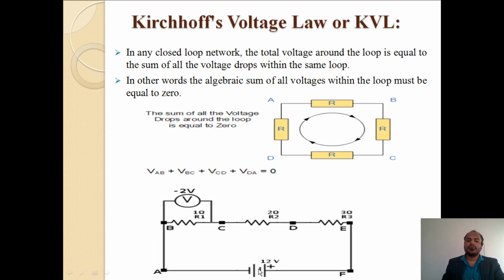When we see this circuit, it has a battery of 12 volts. When we apply the 1 ohm resistance, a minus 2 volt potential is needed. For the 2 ohm, minus 4 volts is needed. For the 3 ohm, minus 6 volts is needed. So minus 2, minus 4 and minus 6 is minus 12, and we are applying the positive 12. So the addition of all the voltages across the circuit is equal to 0. In short, the algebraic sum of all the voltages within the loop must be equal to 0.